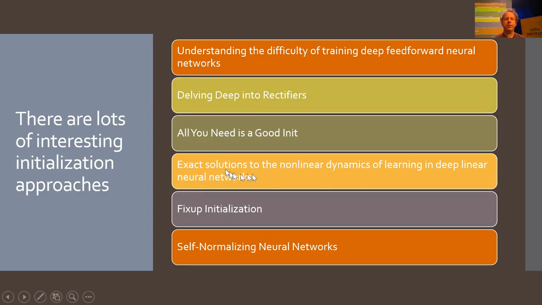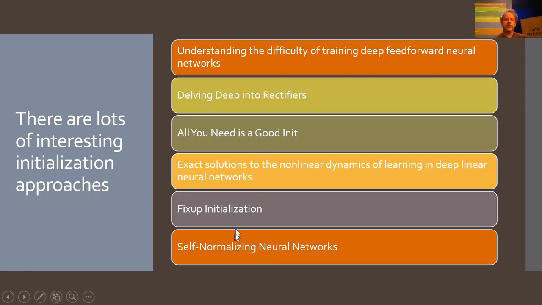There's another cool paper which talks about something called orthogonal initialization. If you've done some linear algebra, particularly if you've done Rachel's computational linear algebra course, you'll know about the idea of orthogonal matrices, and they make good inits. We talked briefly last week about fix-up initialization, and then there's also something called self-normalizing neural networks.